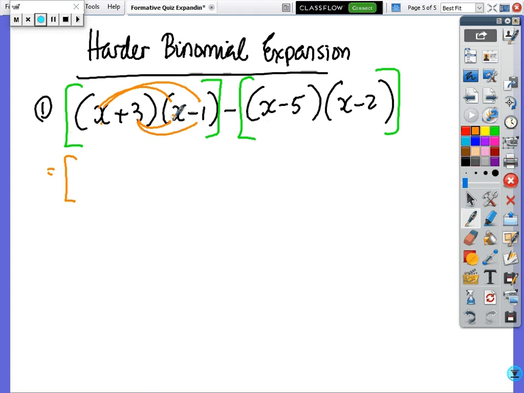FOIL. X times x is x squared. X times minus 1 is minus 1x. 3 times x is 3x. 3 times minus 1 is minus 3. So that's the first bracket. And then there's a minus. And we do the second bracket.